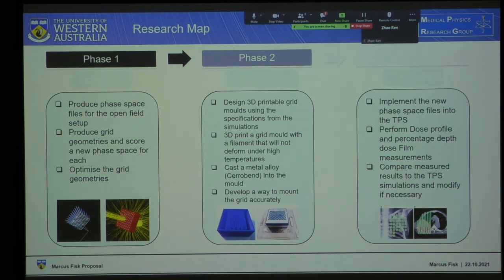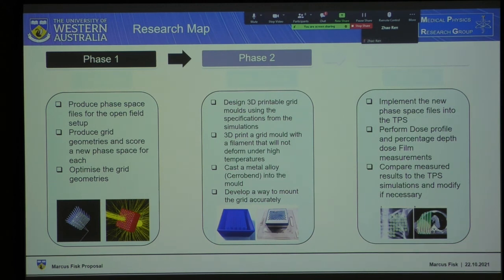Next is to produce grid geometries like those shown here, and pass the particles from the original phase space through that and score a phase space after the grid, so that it can be used as an input in the treatment planning system. And some grid optimization will be done by perhaps changing the radii, the hole spacing, or different grid shapes. And this will be done by looking at the profiles and the ratios between irradiated and unirradiated regions.